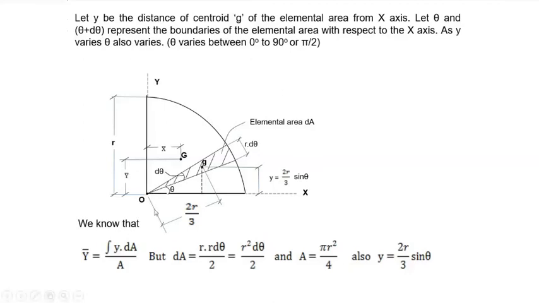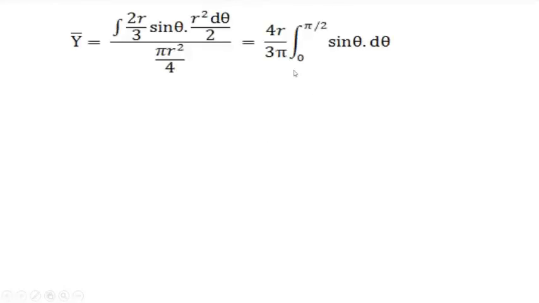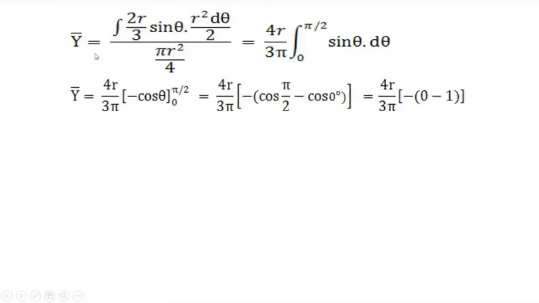So that's all we need to consider here. Apply the similar calculation: the elemental area is considered the same, and y is equal to 2r by 3 sin theta. Everything will be the same, only the limit application will be different. The limits will be from 0 to pi by 2, and that gives y bar. If you substitute the limits, the integration of sin theta is minus cos theta, from 0 to pi by 2, so you get 4r by 3 pi into minus cos pi by 2 minus cos 0. Cos pi by 2 is 0.